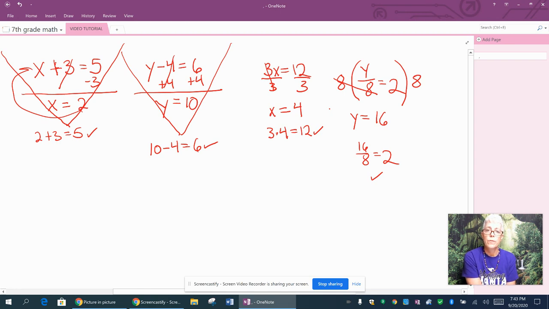All right, so those are the 4 different operations and their inverses. Now it's your turn to practice.